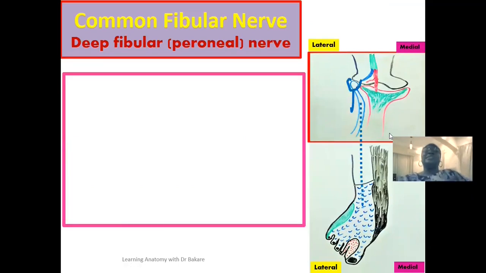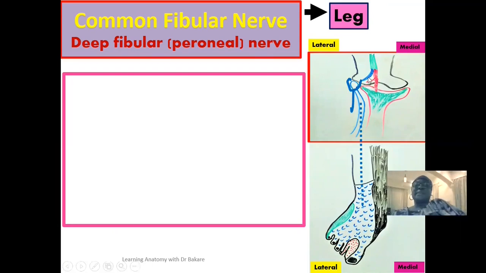So let's go through the deep fibular nerve. The deep fibular nerve can also be referred to as the deep peroneal nerve. This nerve around the leg region is where we say it emerges. So let's look at the branches that it gives around this region. So using this image up here, this is where we have the common fibular nerve. We know that the common fibular nerve is an emergence of the sciatic nerve.